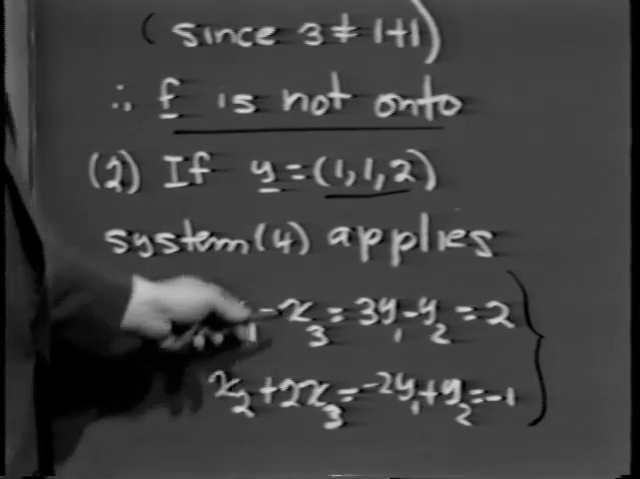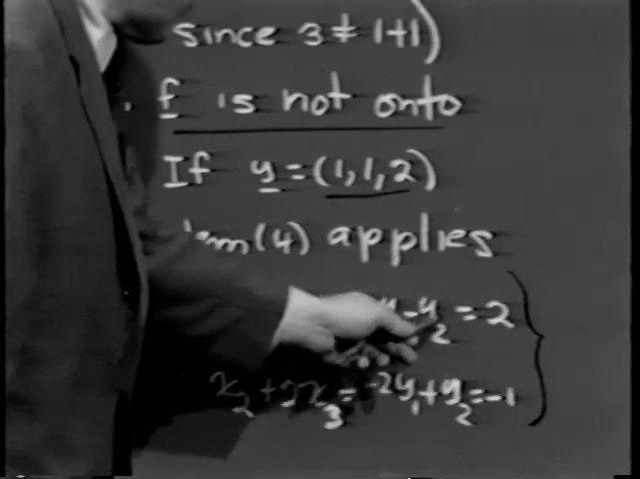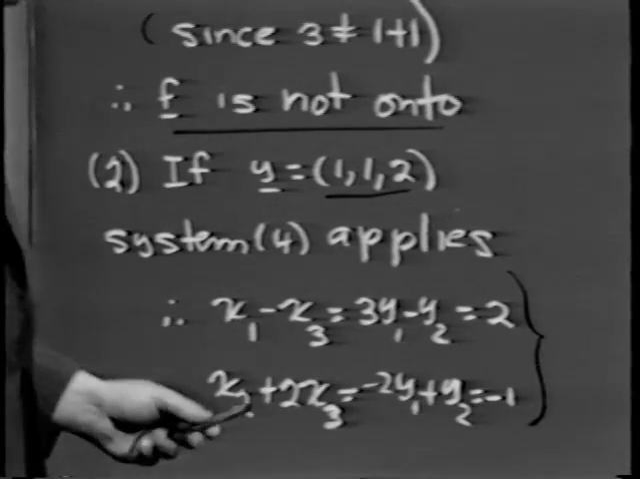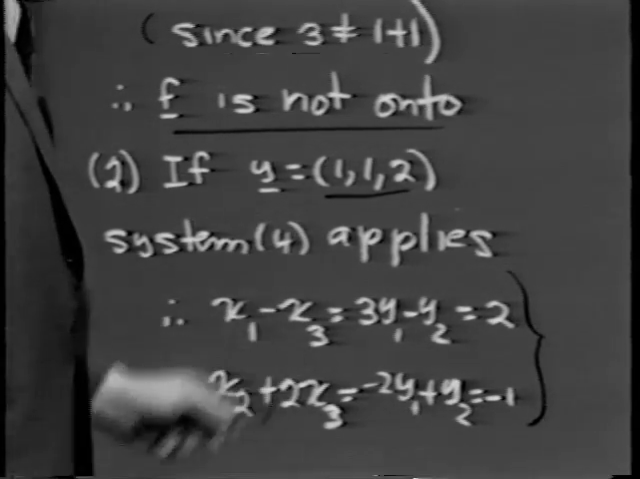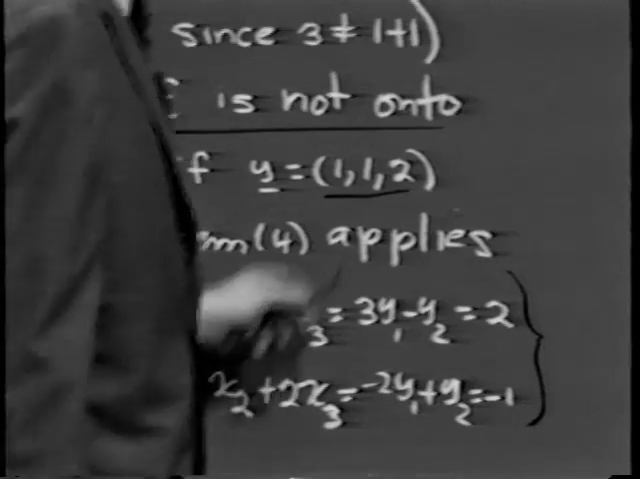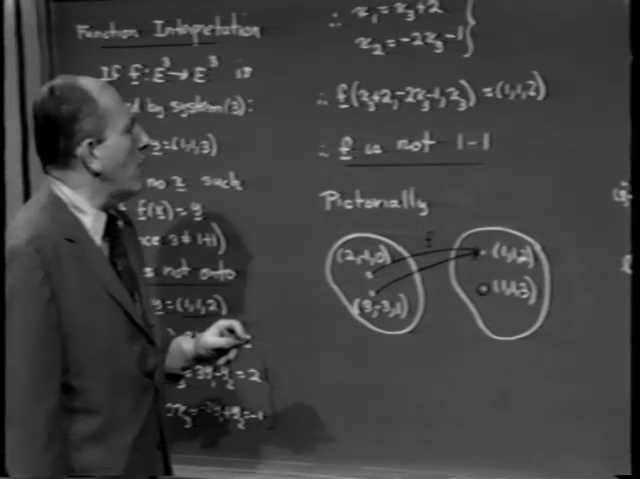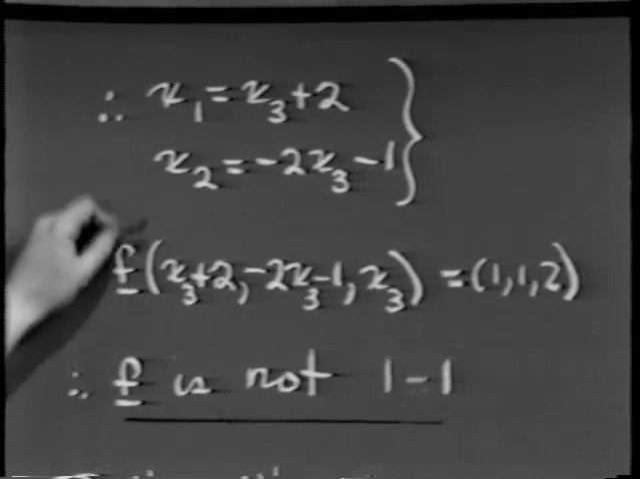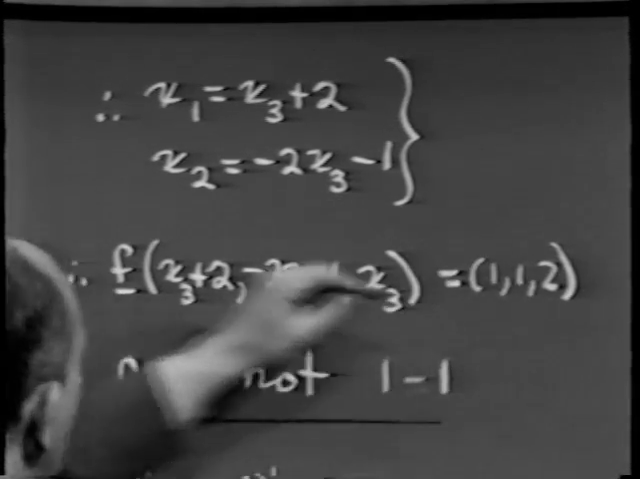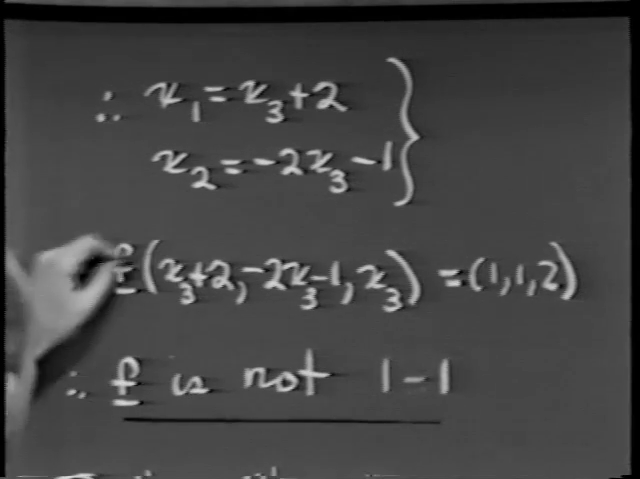I now claim that, first of all, let's take a look and see what happens over here. In this case, y1 is 1, y2 is 1, so x1 minus x3 is simply 2, and x2 plus 2x3 is simply minus 1. I can now pick x3 at random and solve for x1 and x2 in terms of that. Namely, x1 is simply x3 plus 2, and x2 is minus 2x3 minus 1. In other words, what this tells me is that a whole bunch of vectors are mapped into 1, 1, 2. A whole bunch of 3 tuples, if you want to use the word 3 tuple rather than vector, are mapped into 1, 1, 2 by f bar.